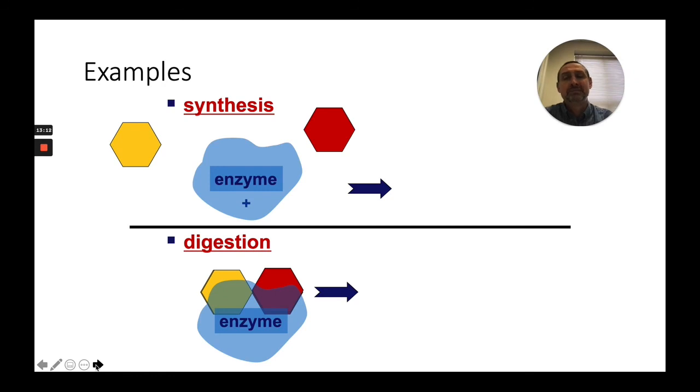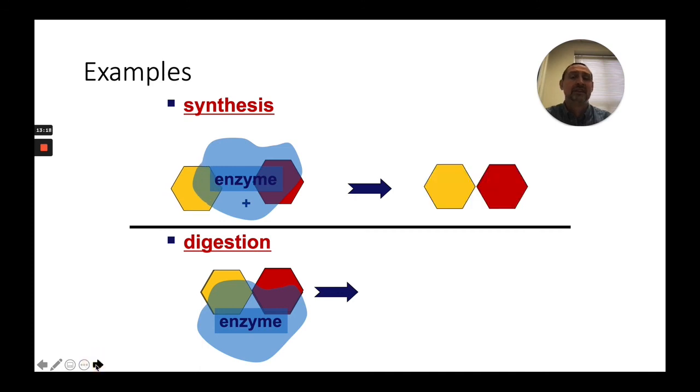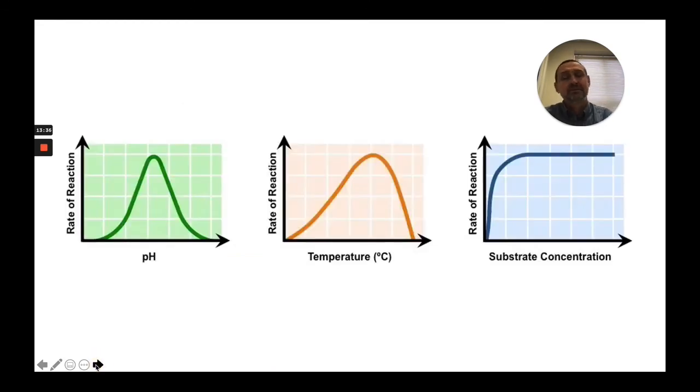If it's putting something together, we call that synthesis, where the two different molecules are brought together at the active site and a new product molecule is built. Digestive reactions are going to take those larger polymers and break them apart into smaller monomers. And the enzyme in that case is going to be digesting those molecules.